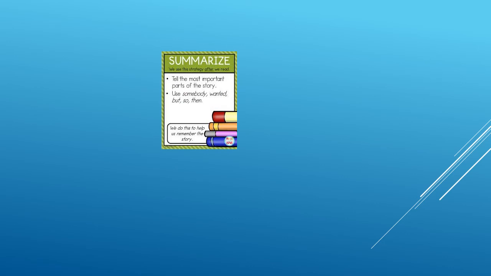After finishing clarification, then summarizing. Tell the most important parts of the story. Use somebody wanted but so, then, so it is summarizing. Summarizing, we make a conclusion. We do this to help us remember the story.